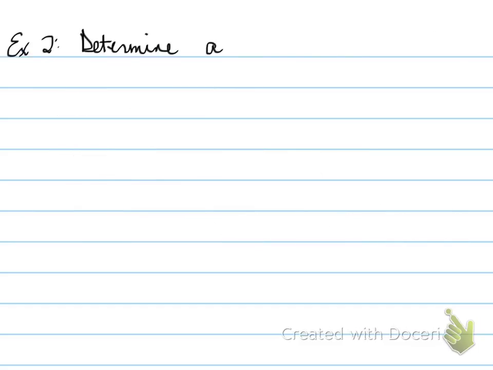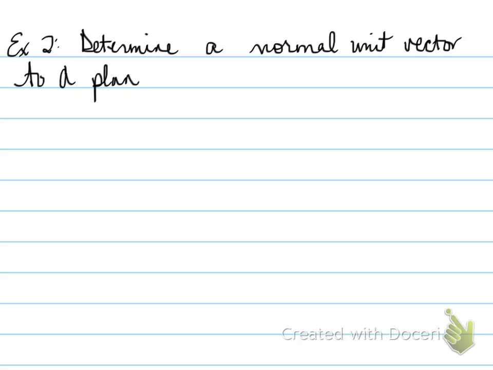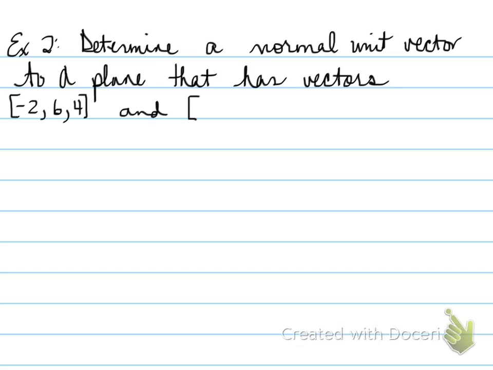Let's look at another example. Let's say you're asked to determine a normal unit vector to a plane that has vectors -2, 6, 4 and 2, -5, 6. So these are two vectors that lie on a plane, and we want to calculate the normal unit vector. Well, what does that mean? We need to calculate a vector that is perpendicular to the plane, and it's a unit vector.